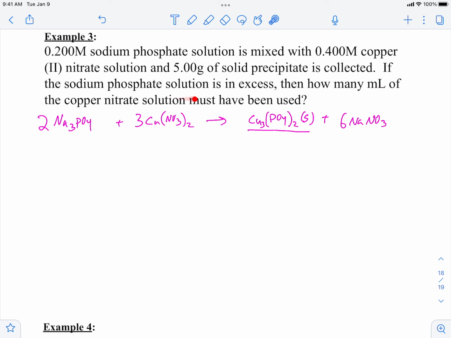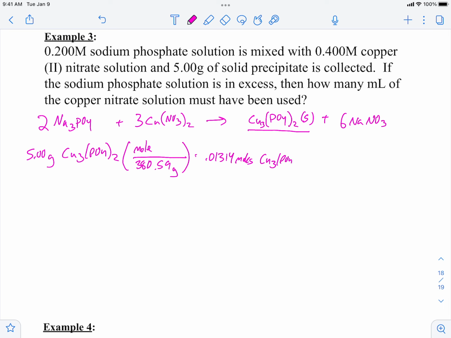So the goal is to find the volume of copper nitrate, but we don't really know anything else about the copper nitrate besides the molarity. So let's take the 5 grams and see what we can get from it. 5 grams of solid precipitate, and we already mentioned the precipitate was copper phosphate. Okay, and like anything, I need to convert to moles. So the molar mass of that is 380.59 grams. So that gives me 0.01314 moles of copper phosphate.